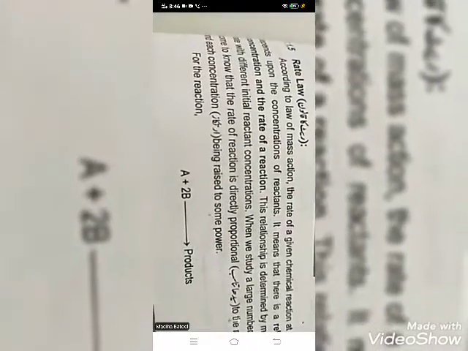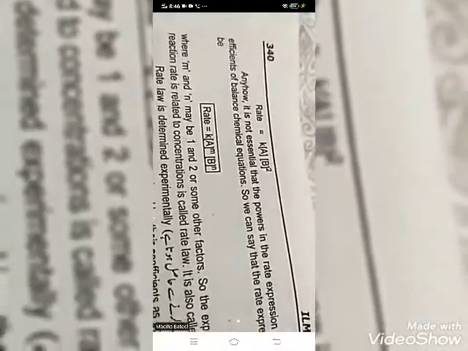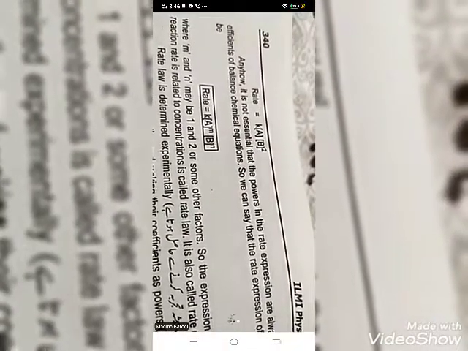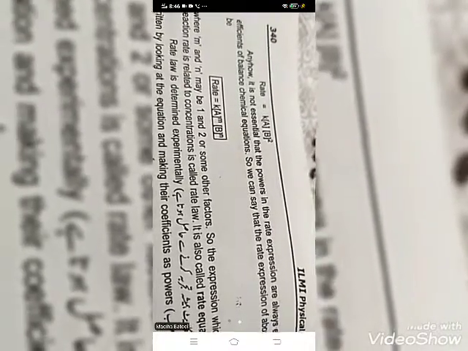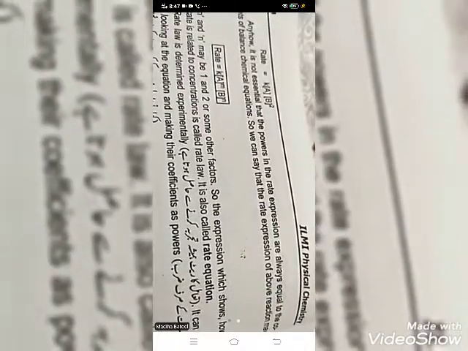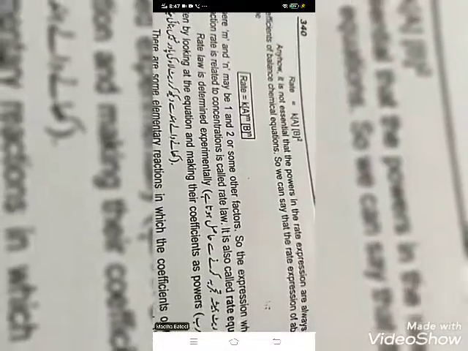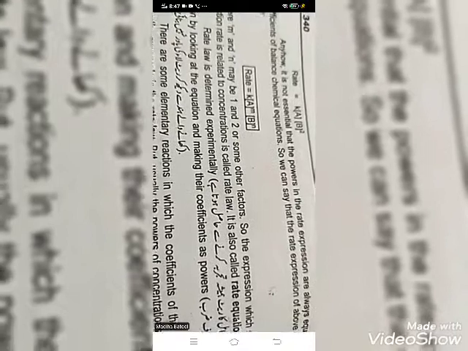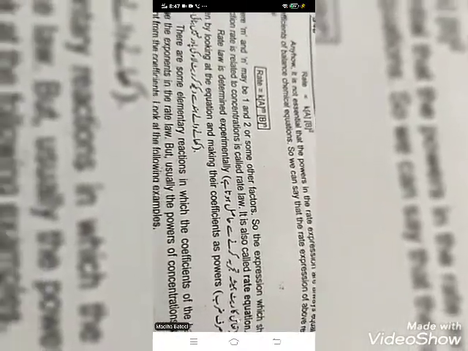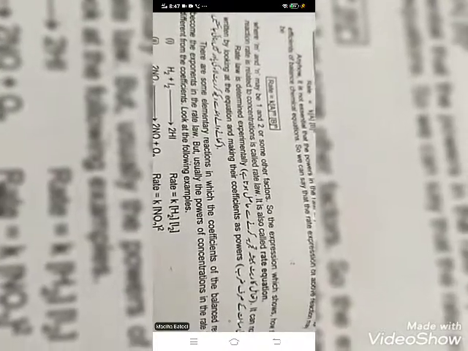If you consider the example A plus 2B gives product, the rate of the product will be equal to k [A][B] square. It means B square has an exponent; A and B are the normal concentrations. The exponents, the powers in the rate expression, are equal to the coefficients of the balanced chemical equation. Then the rate equation may be written as rate equals k [A] to the power m, [B] to the power n. Why is the power of A not shown in this equation? Because it is raised to power 1, and B has coefficient 2 in the balanced chemical equation, so it is raised to power 2. m and n represent the exponents, here 1 and 2, and in other cases some other factors.